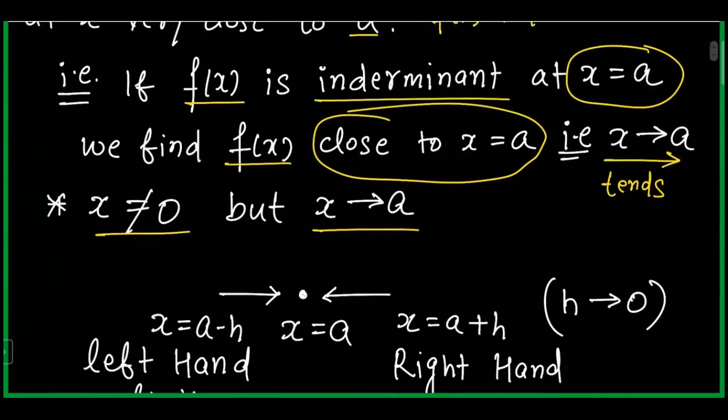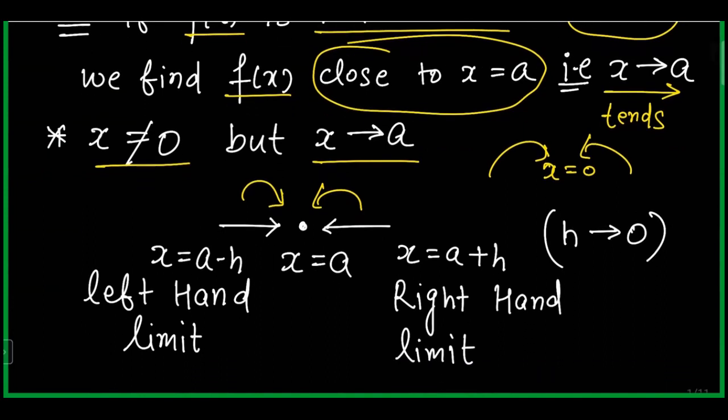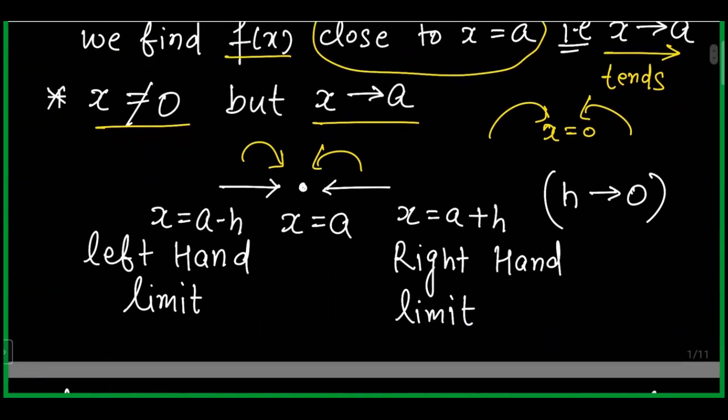Now, in order to tend towards a, there are two ways. Either you can come from the right side or you can come from the left side. For example, if you have x equals 0, you can either come from the negative side or from the positive side. If you come from the right side, we say it is the right hand limit. And if you come from the left side, we say it is the left hand limit. On the left side, x is slightly less than a, which means x is a minus h, and h is almost 0.